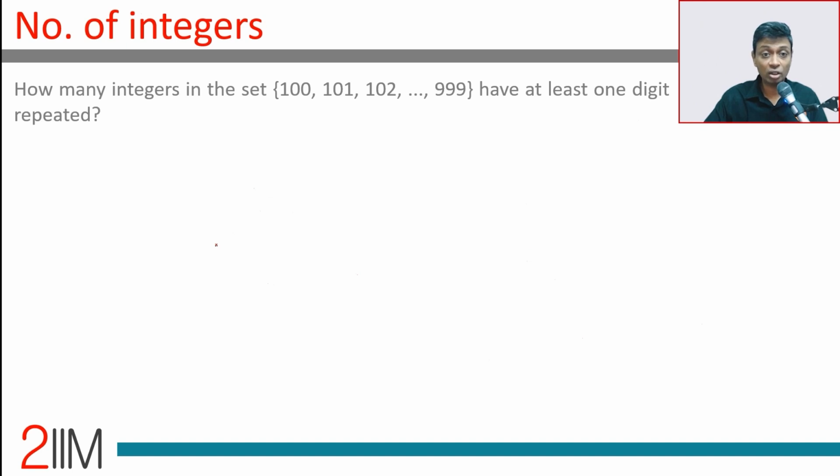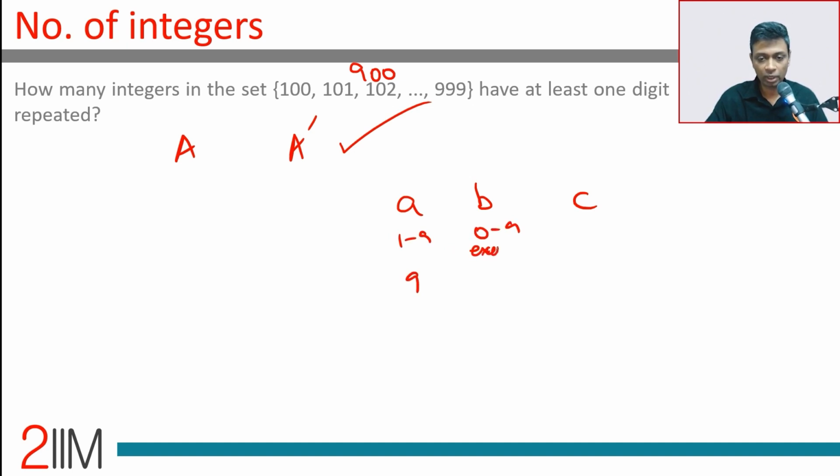How many integers in the set 100, 101, 102 all the way to 999 have at least one digit repeated? The classic kind of question where you're asked for A. Finding A complement makes life easy. There are 900 numbers in this set that we should know. Now we want to find the number of numbers where no 2 digits are same, where nothing is repeated. A can go from 1 to 9, 9 possibilities. B can go from 0 to 9 except A, 9 possibilities. C can go from 0 to 9 except A and B, 8 possibilities. 9 into 9 into 8, 81 into 8, 648.